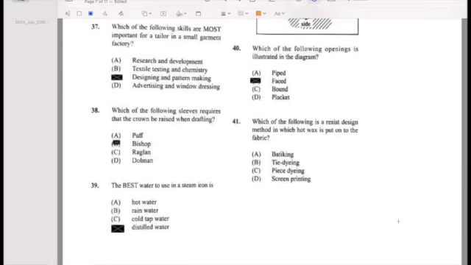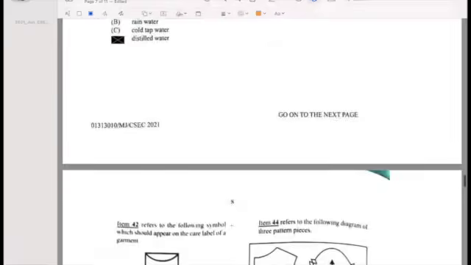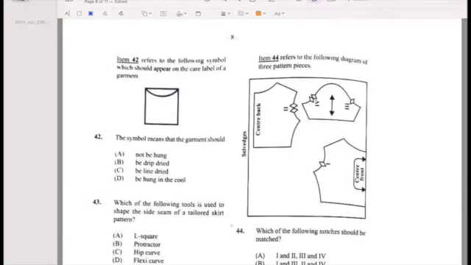41. Which of the following is to recess? Recessed design method in which hot wax is put onto a fabric. So 41 will be A, batik. 42, they give us a diagram as well, a symbol, which appeared to be on a care label.